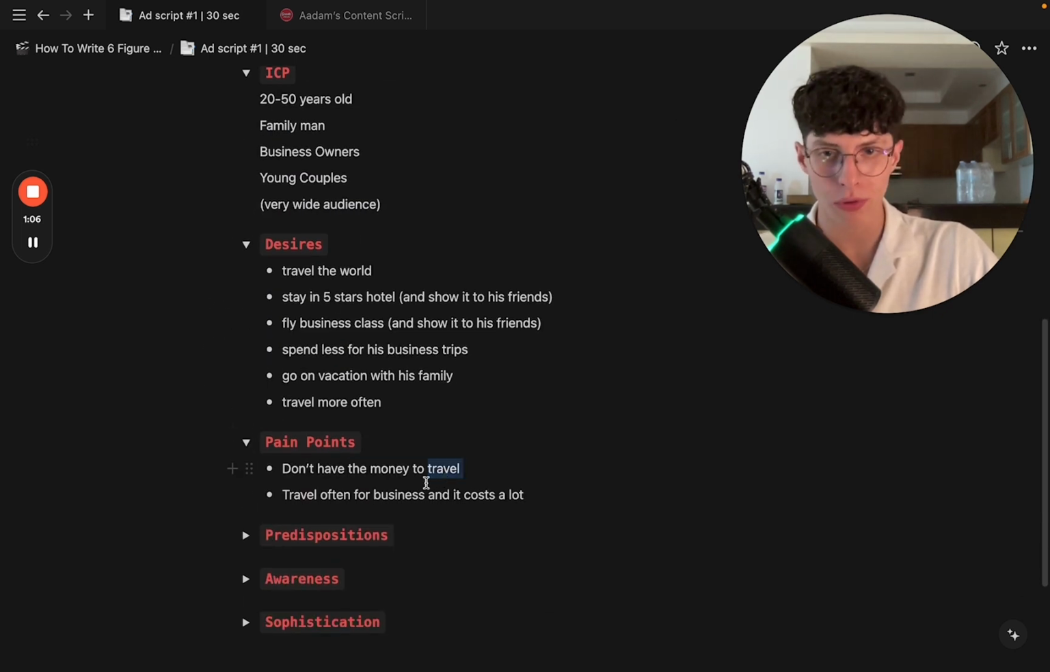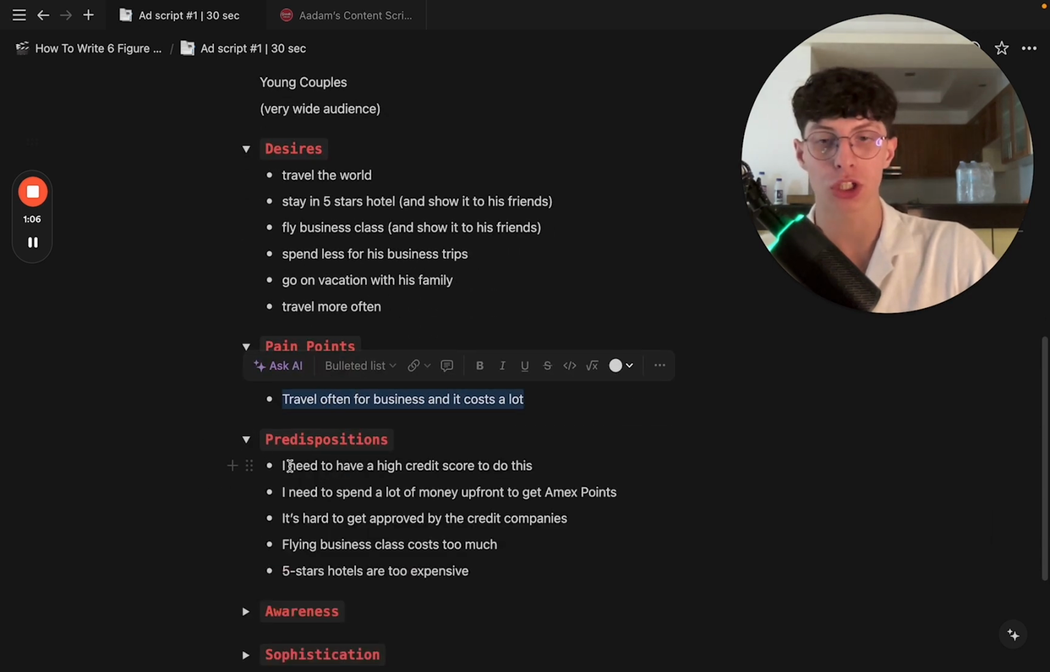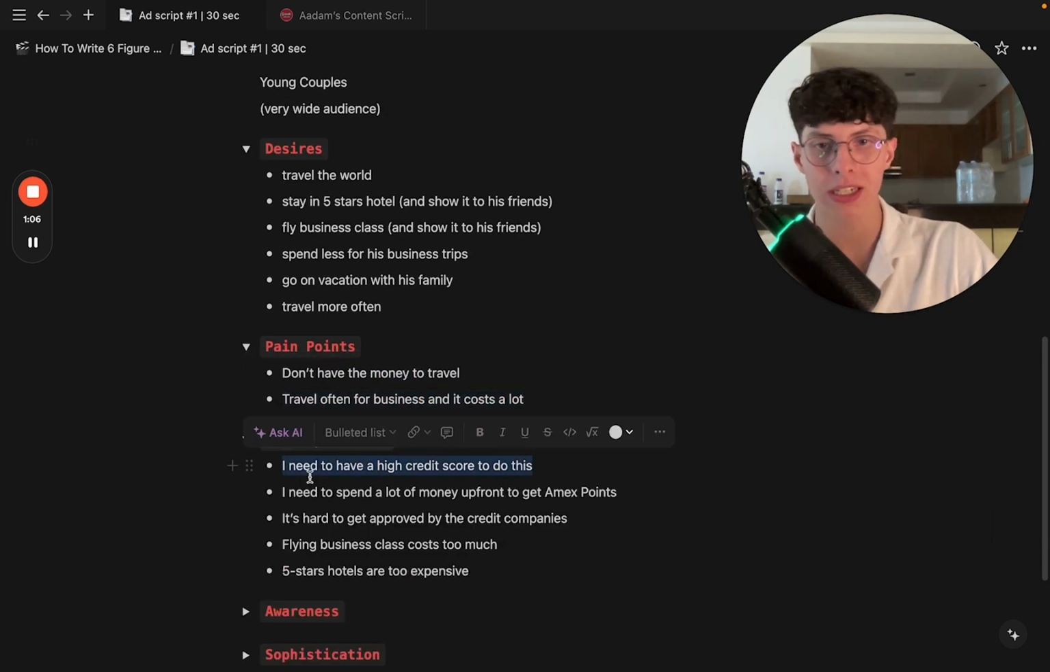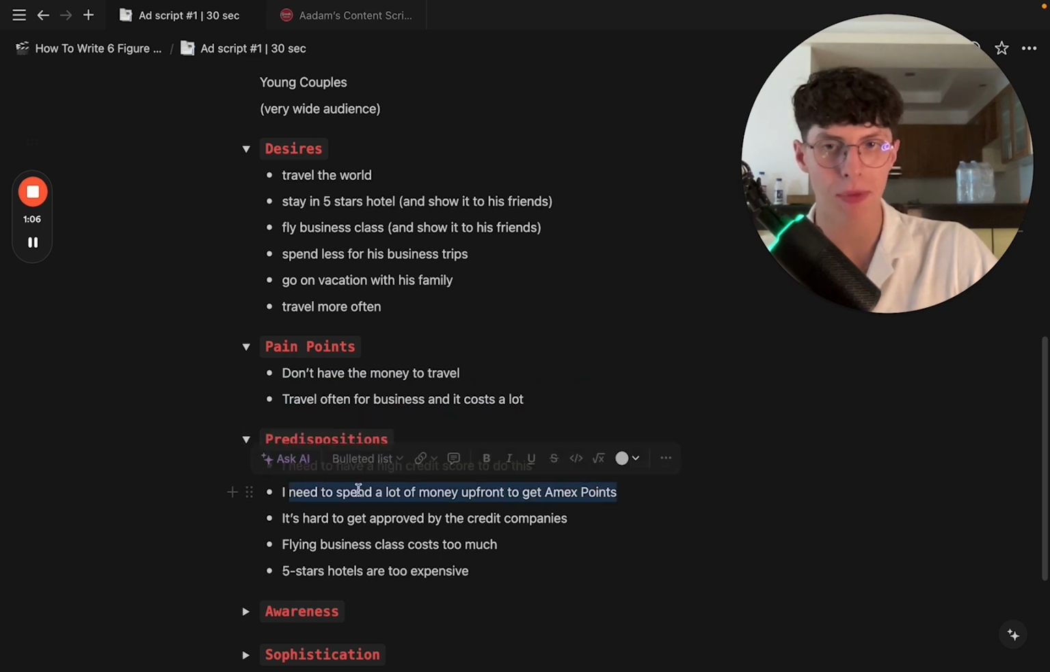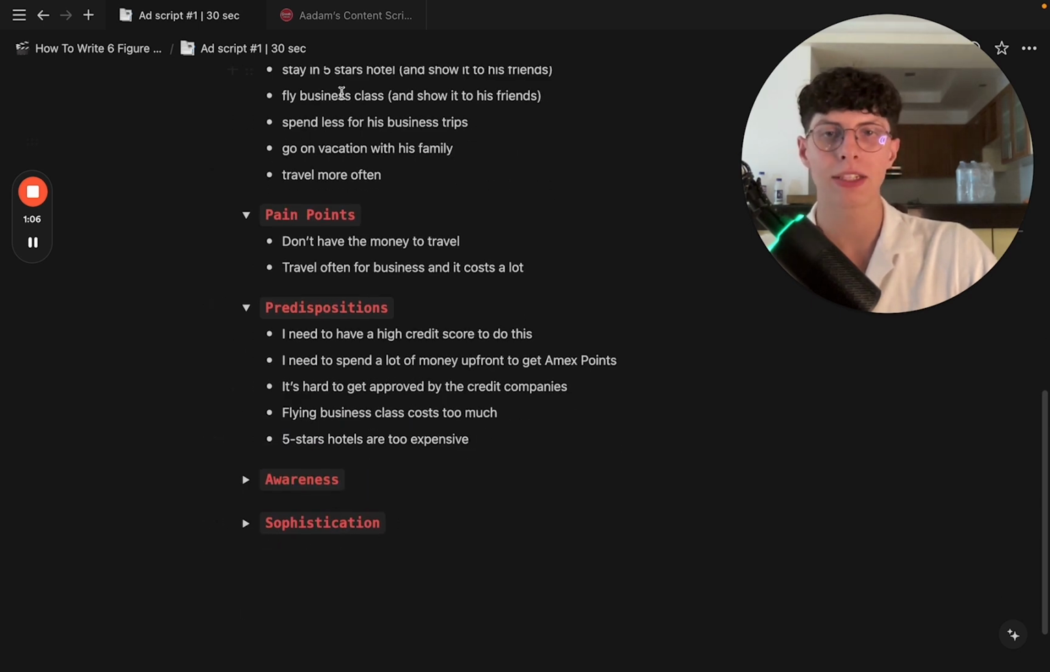They don't have the money to travel often for business, and it costs a lot. Predispositions: I need to have a high credit score to do this. I need to spend a lot of money up front to get my Amex points. It's hard to get approved by the credit card companies. Flying business class costs too much. 5-star hotels are too expensive. Okay? These are all the predispositions.